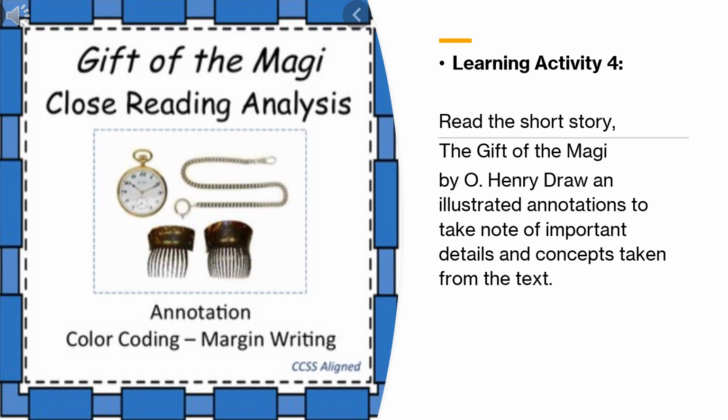Let us check if you really have learned something from our discussion on making annotations. For learning activity number 4, I would like you to read the short story The Gift of the Magi by O. Henry. Then draw illustrated annotations to take note of important details and concepts taken from the text. For the complete instructions, I would like you to visit your Google Classroom, look for the Google Form link, and read there the instructions on how you are going to deal with this activity. Okay, let's proceed.